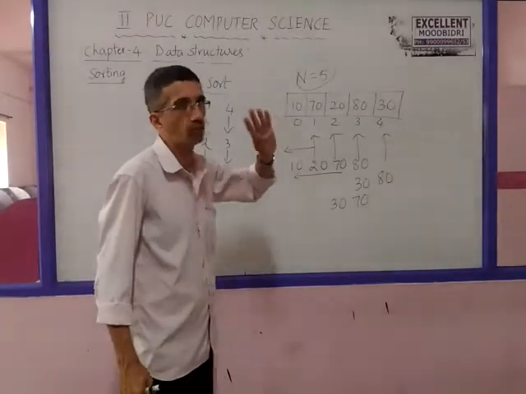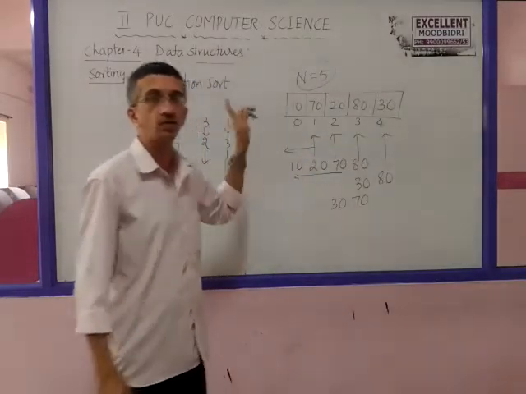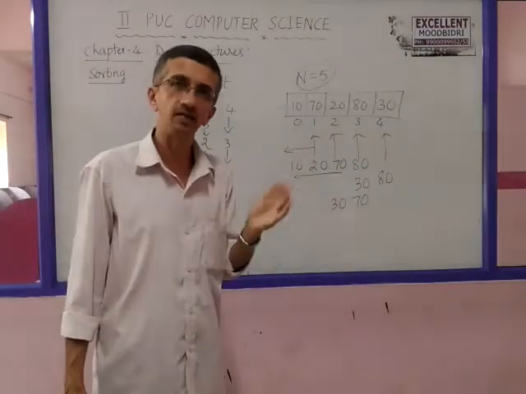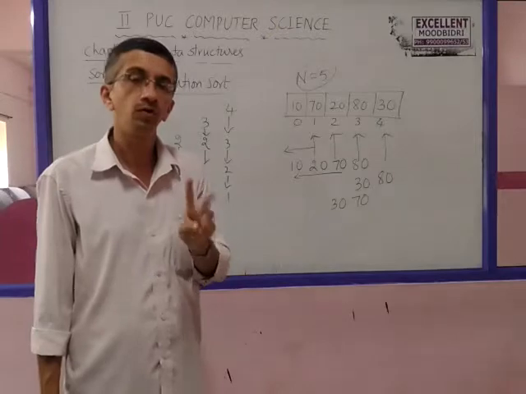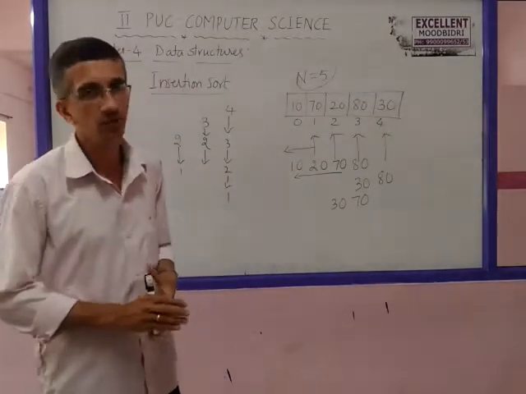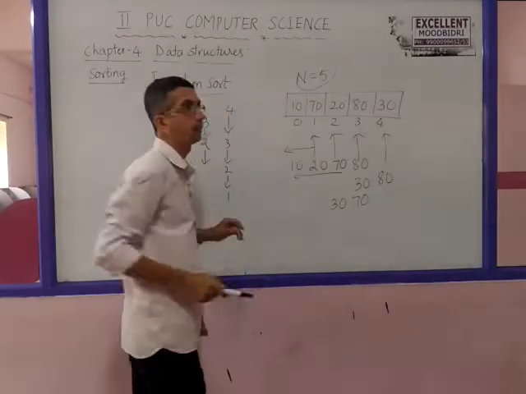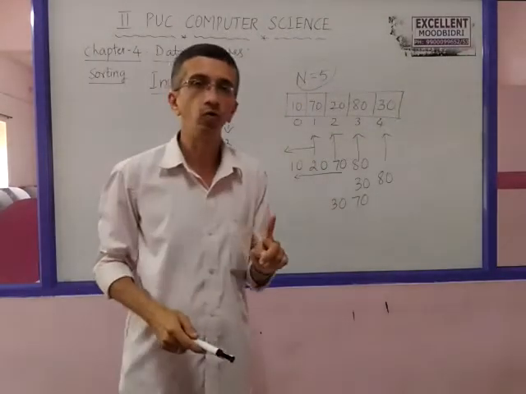Here also there are 4 passes: 1, 2, 3 and 4. Because the first item is already in its position. When you do the first comparison, it is already into its position normally, right? So when there are 5 items, there will be 4 passes, and the outer for loop will take care of the number of passes.